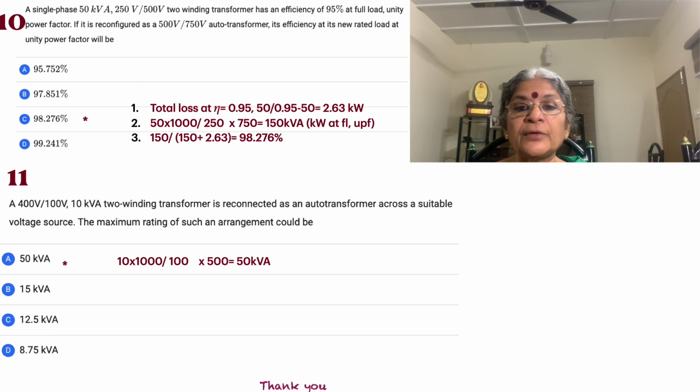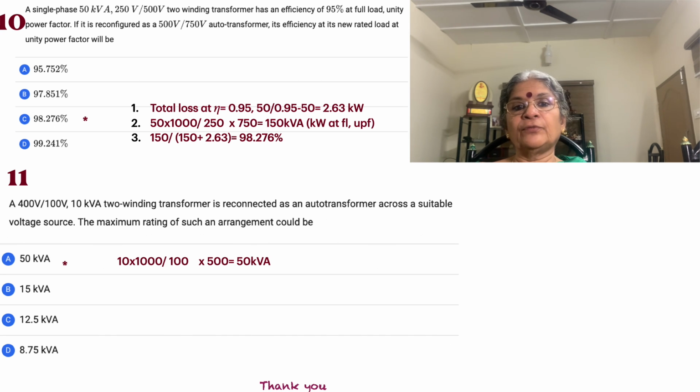So we have 500 and 250 together, 750 volt. Auto transformer, its efficiency at its new rated load at unity power factor. So unity power factor is the same, and its new rated load could have changed. So let's start with the total loss at efficiency.